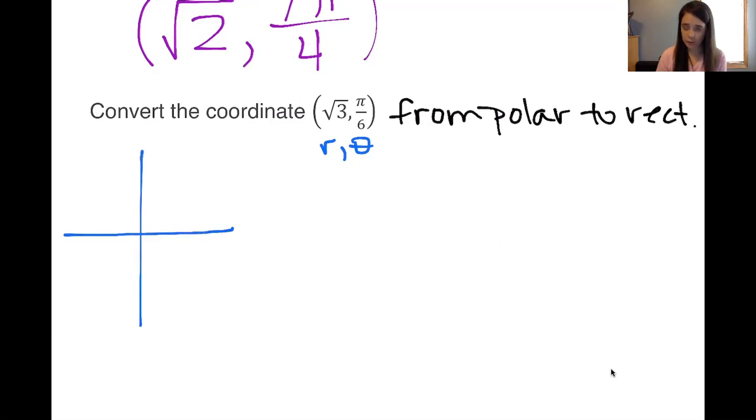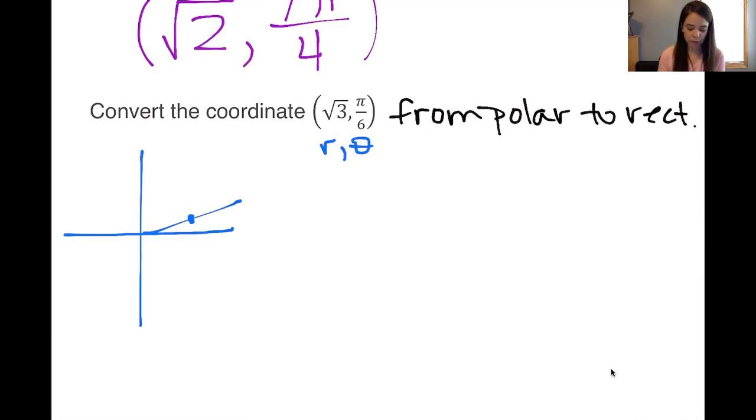Radical 3 comma pi over 6 means we would rotate to this pi over 6 angle and we would go out radical 3. Now radical 3 isn't the most accurate distance to measure along the angle. So if you have those concentric circles, just approximate. Radical 3 is almost 2, but not quite.